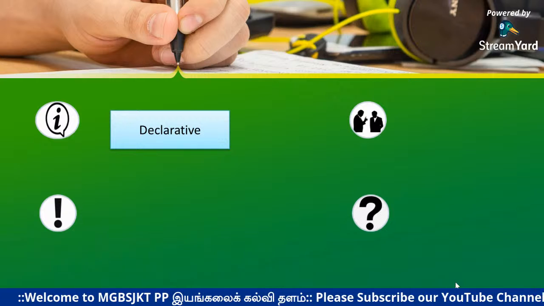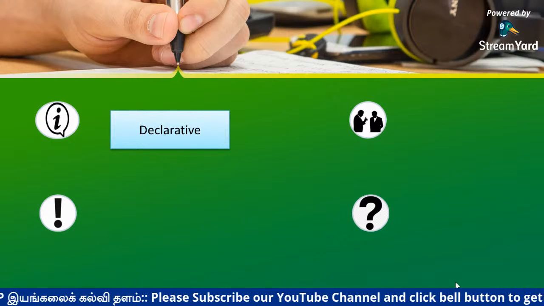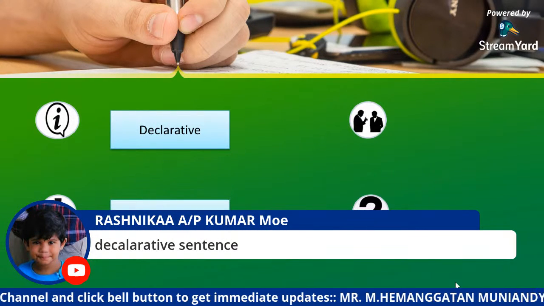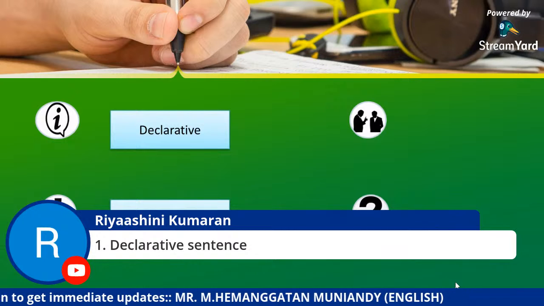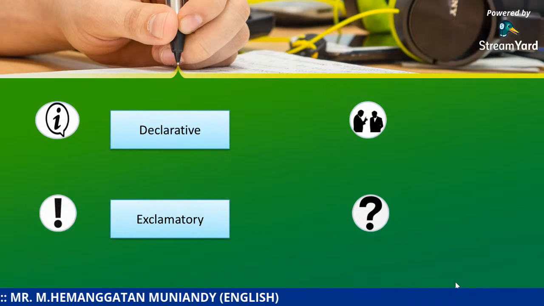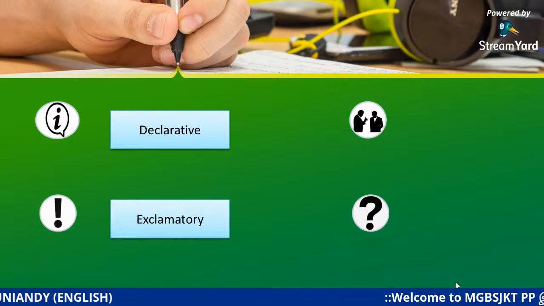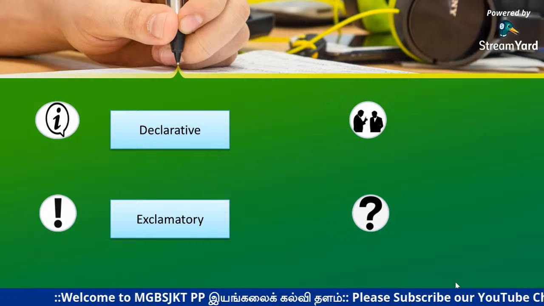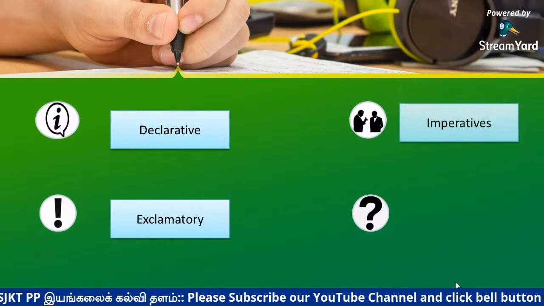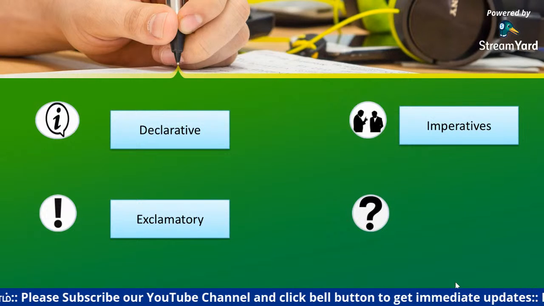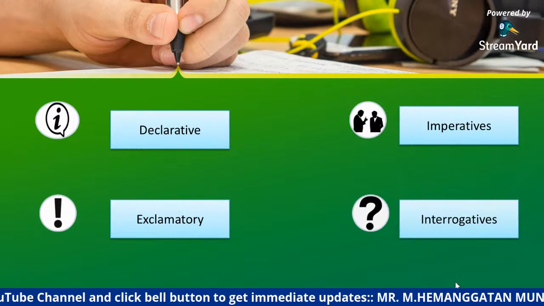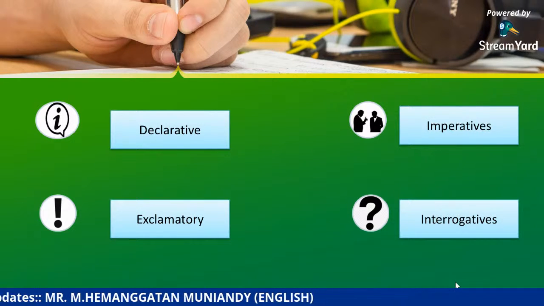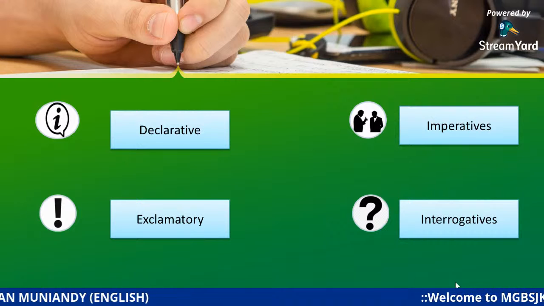Yes, the first one is definitely declarative, to give information. Number 2 is exclamatory, correct? Yes, Shivani, you got it right. Rashnika, you got it right. Riyashini, great. Number 3, imperatives. And the last one is interrogatives. Okay, all right. You got it right, so we will move on.